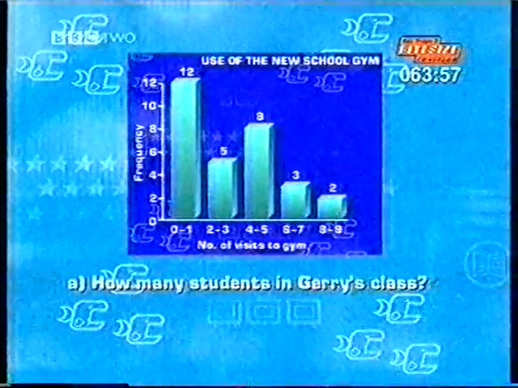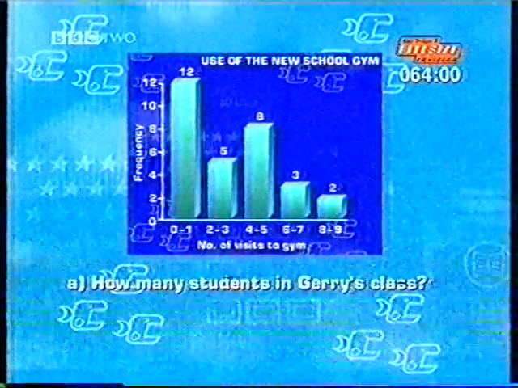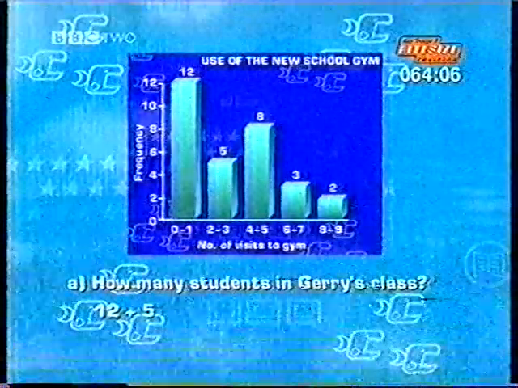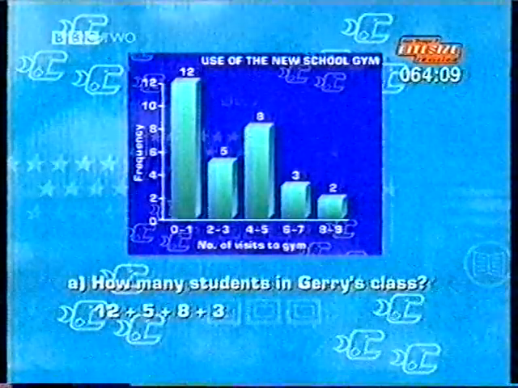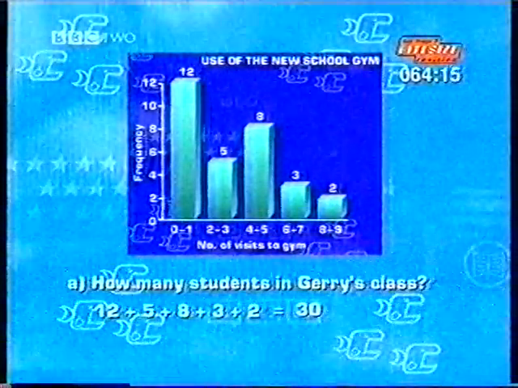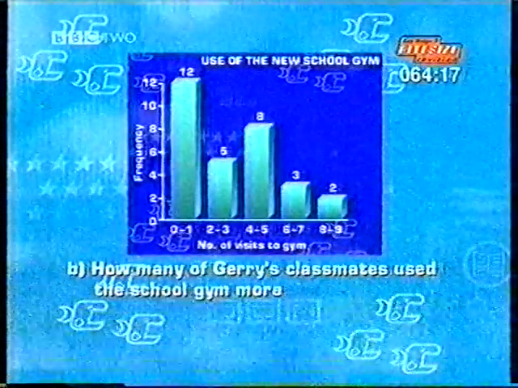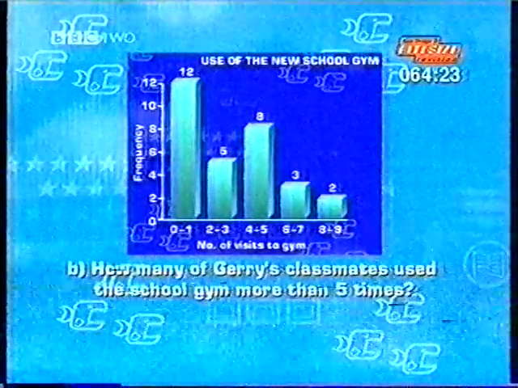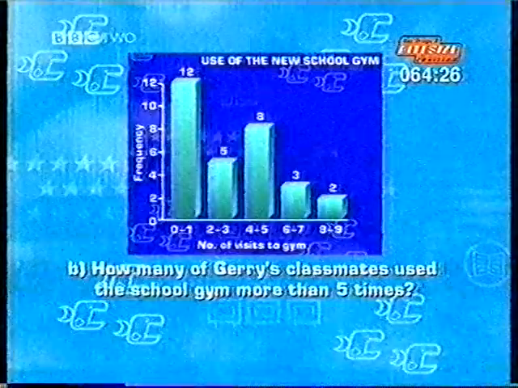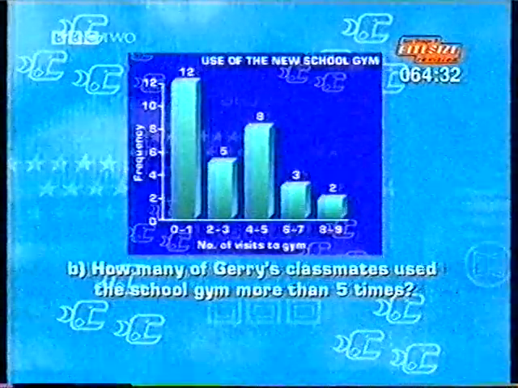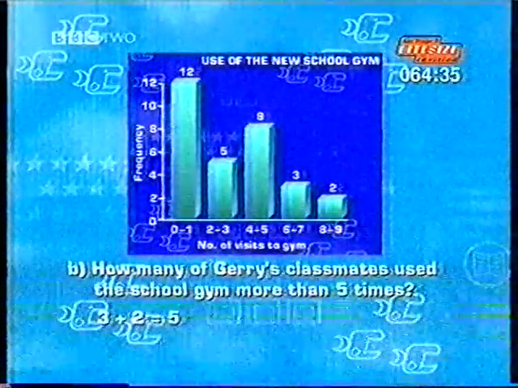Now, the first question, part A, asks how many students there are in Jerry's class. So we need to add together the heights of each of the bars. That's 12 plus 5 plus 8 plus 3 plus 2, which is 30 in total. Part B asks, how many of Jerry's classmates use the school gym more than 5 times? So we need to look at the number of students who use the school gym 6, 7, 8 or 9 times. So that's 3 plus 2, which is 5.